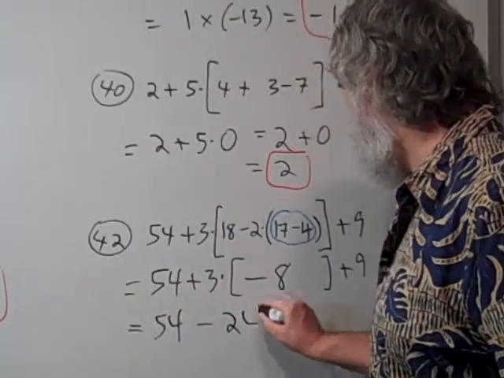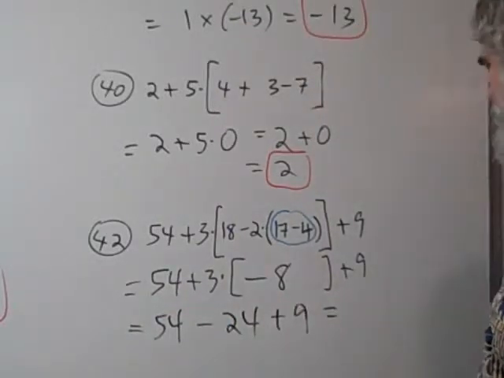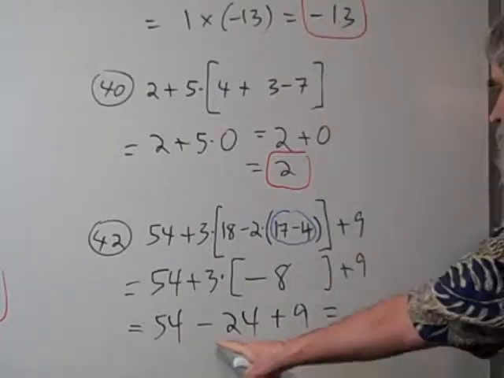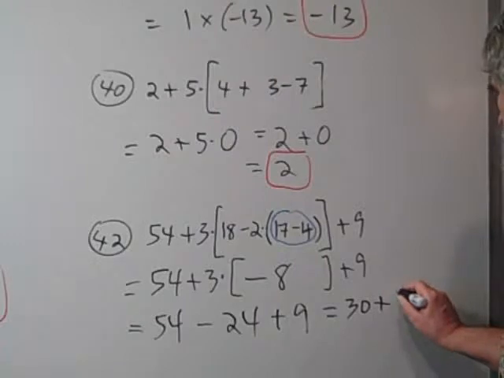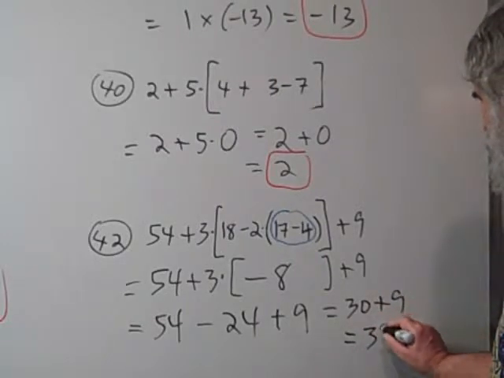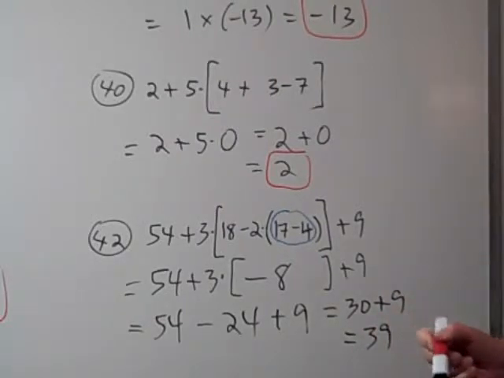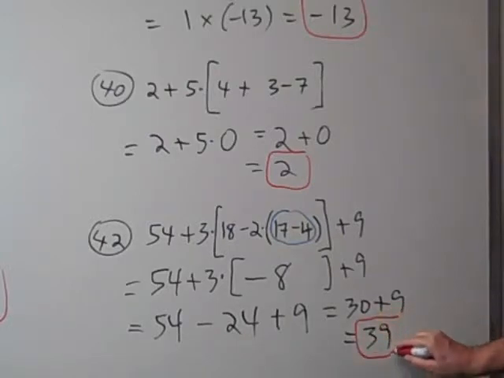54 minus 24 plus 9. 54 minus 24 is equal to 30. 30 plus 9 is 39. So that's how this one simplifies, all the way to 39.